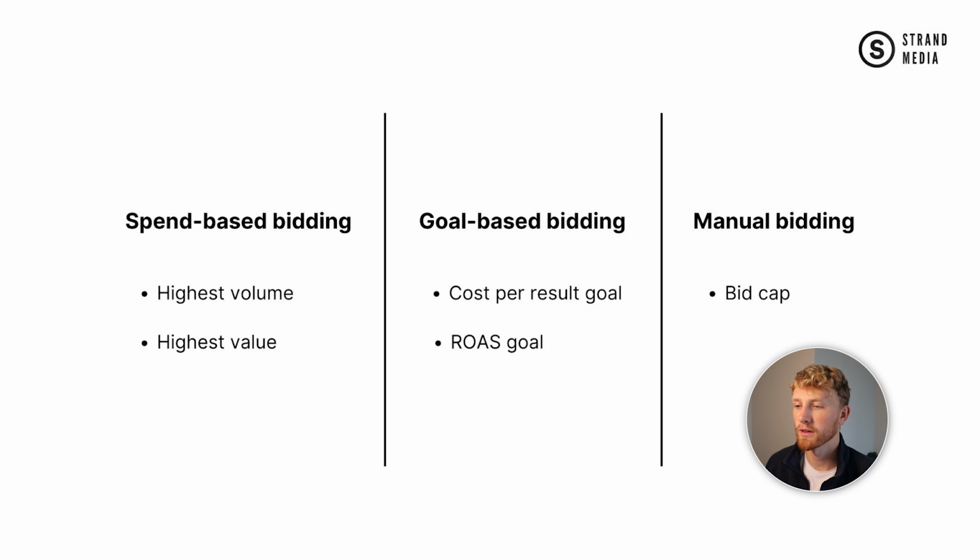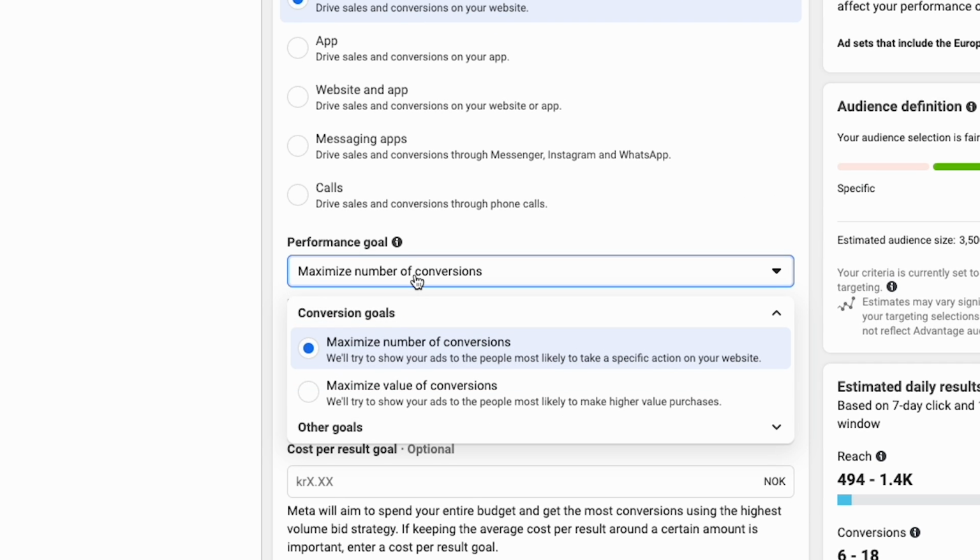There are a few different bid strategies that you can choose from. And if you've run Facebook ads in the past, you've already used some of them. Most likely what you have been using is the default one, which would be the spend-based bidding. So it would either be the highest volume or highest value bid strategy. Now for most people, it's more likely that by default you've been using highest volume.